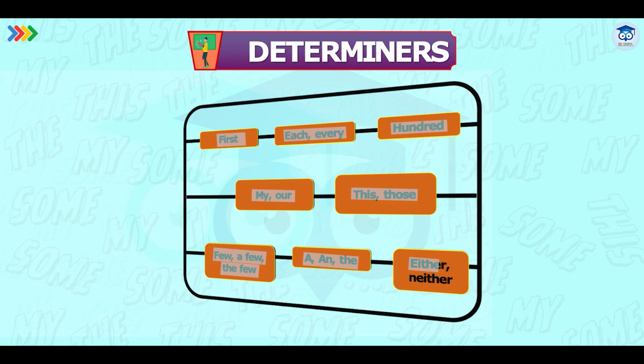Lastly, we have either and neither. These are used for choices and exclusions. For example, either road leads to the station, or neither answer is correct.